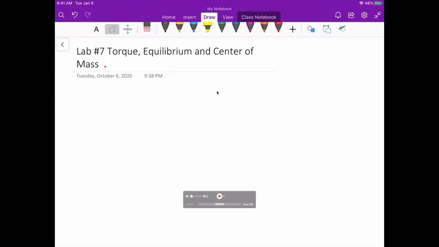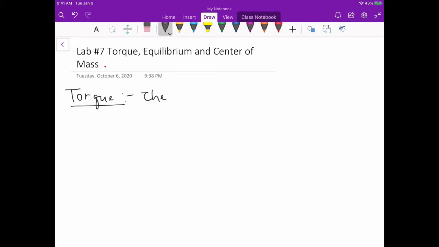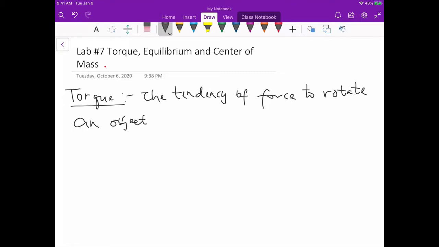So the first thing we need to know is what torque is. Torque, which is a physical quantity, is the tendency of force to rotate something, or to rotate just an object. So what is the effect of a force in terms of trying to rotate a given object? That is what torque is.